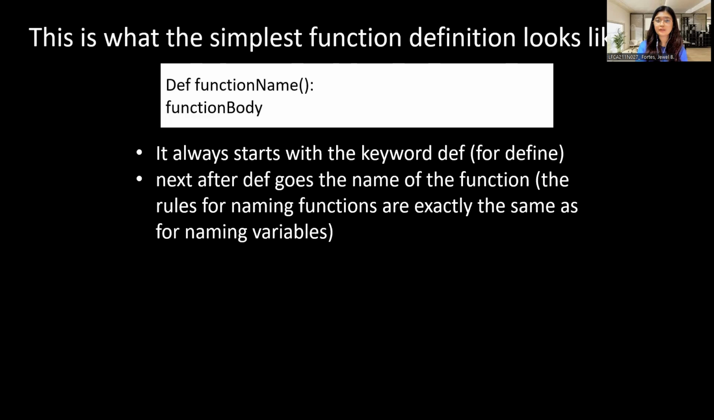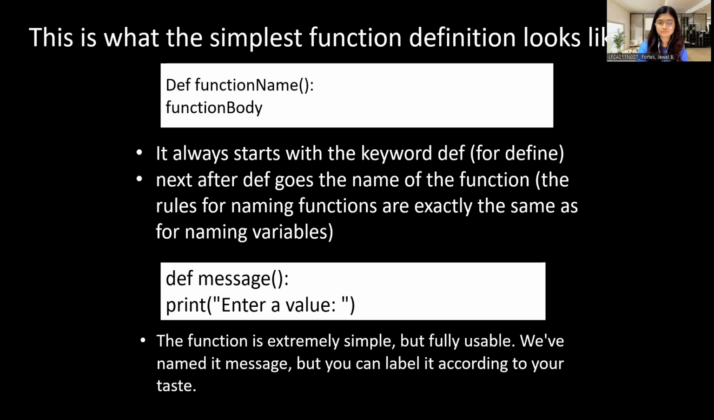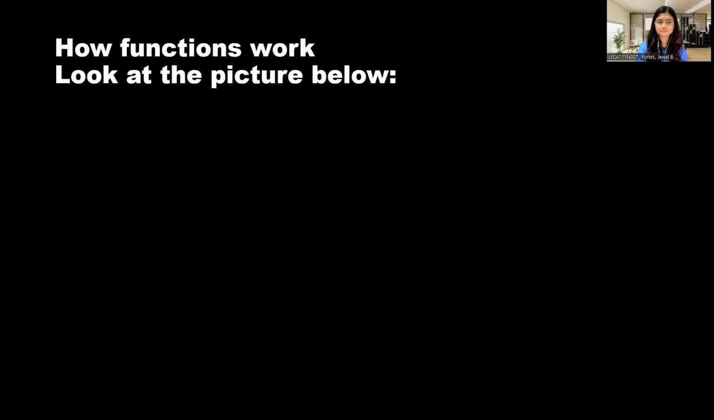It always starts with the keyword def, for define. Next, after def goes the name of the function. The rules for naming functions are exactly the same as for naming variables. def message, print, enter value. The function is extremely simple but fully usable. We name it message, but you can label it according to your taste.